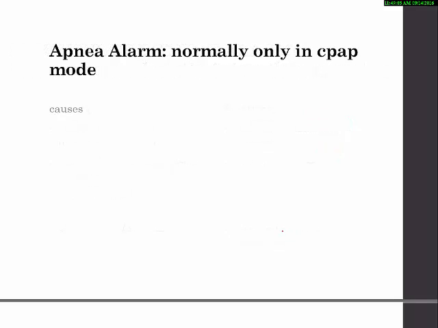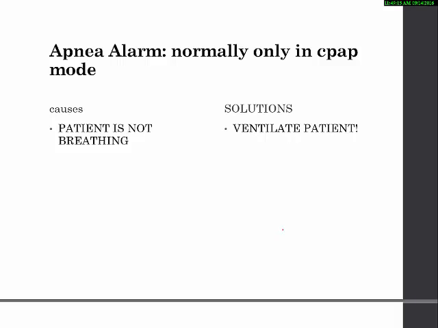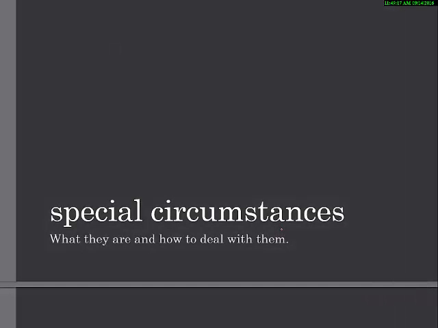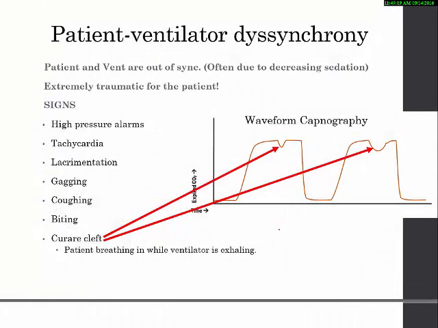Apnea alarm. There is a CPAP mode in this. I don't imagine that we're going to use it very often, but there is a CPAP mode on here, and apnea alarm just means the patient's not breathing. How do you fix that? Make them breathe. So that'll be a ventilation. Pretty easy there. Some special circumstances.